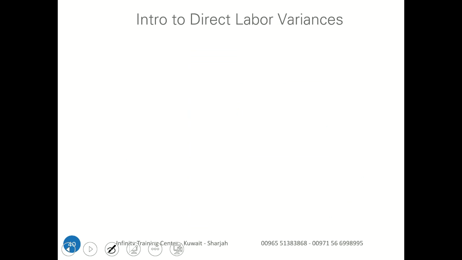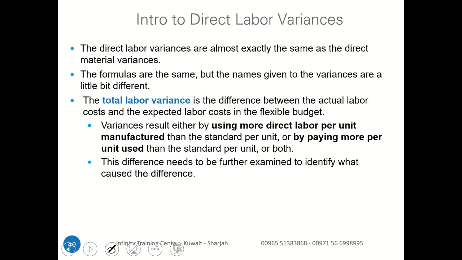The same we can apply for direct labor variances also. Or we can say direct labor variances are almost exactly the same as the direct material variances. There is no difference in the formula and all. The only difference is the names given to the variances are a little bit different, but the formulas, everything, are the same.